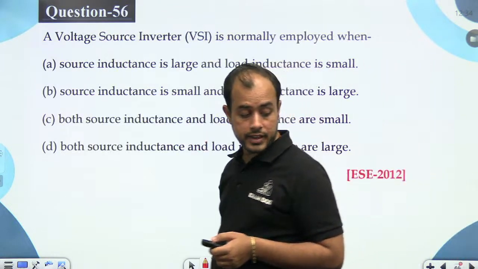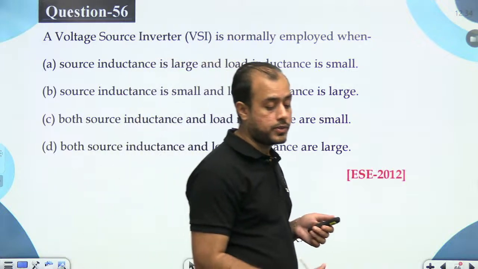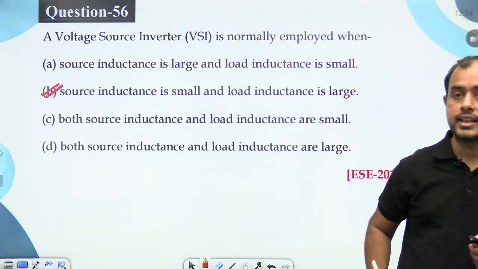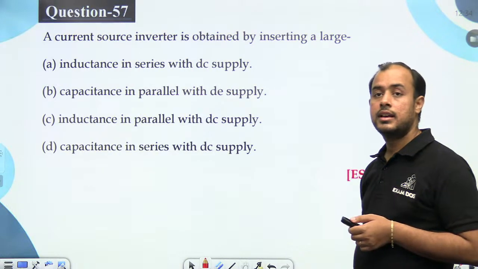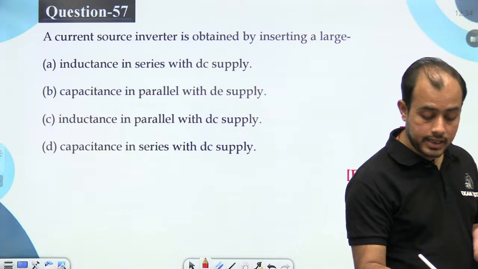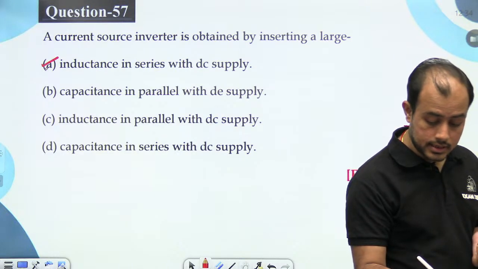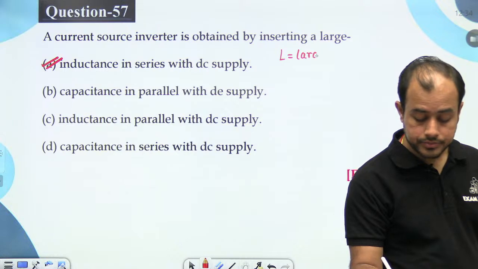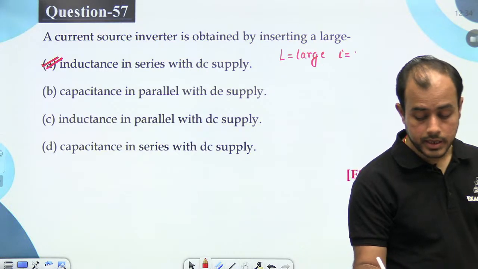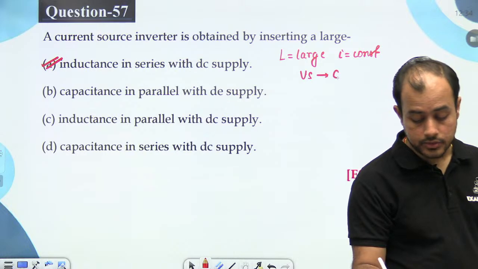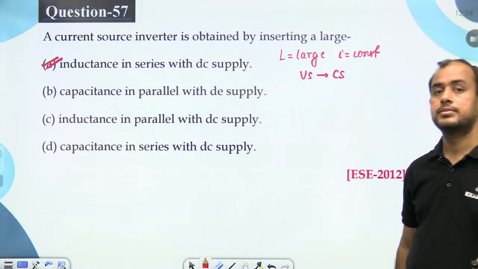A VSI is normally employed. This we have already seen, when source inductance is small and the load inductance is large. A CSI is obtained by inserting an inductance in series with a DC supply. If inductance is large, the current becomes constant. So the voltage source gets converted to a current source.